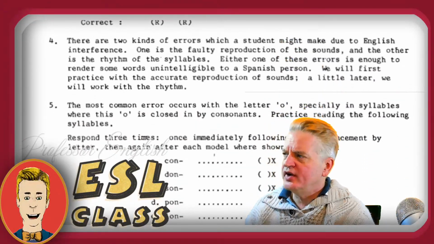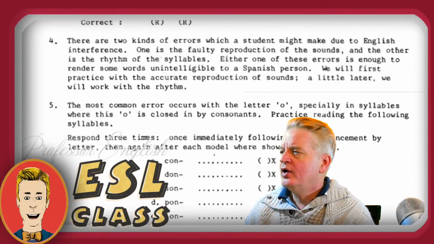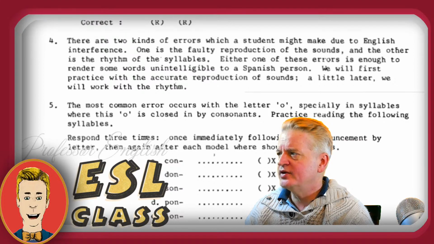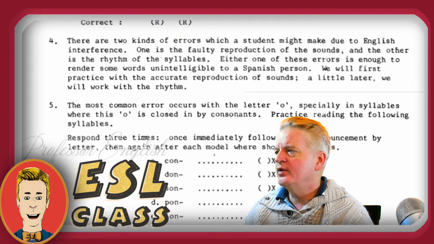There are 2 kinds of errors which a student might take due to English interference. One is the faulty reproduction of the sounds, and the other is the rhythm of the syllables. Either one of these errors is enough to render some words unintelligible to a Spanish person. We will first practice with the accurate reproduction of sounds. A little later, we will work with the rhythm.